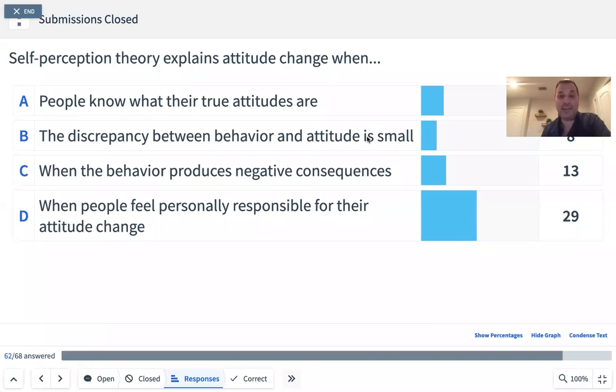But check the second last slide of the lecture. That's exactly what it says. Self-perception theory occurs when the discrepancy between behavior and attitude is small. The feeling of personal responsibility is necessary for cognitive dissonance to occur, but that has nothing to do with self-perception theory.